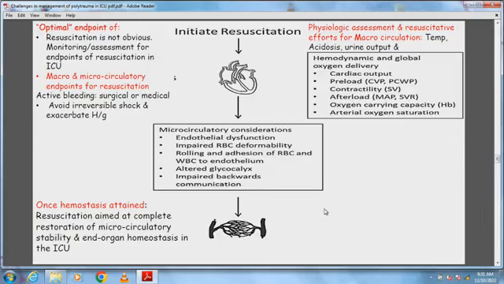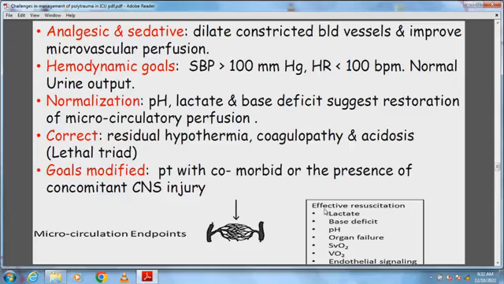The macro endpoints can be monitored by temperature, acidosis, urine output, and oxygen delivery by cardiac output, preload, contractility, afterload, oxygen capacity, and saturation. After hemostasis is attained, one should focus on microcirculatory stability because of the concerns of endothelial dysfunction, impaired RBC, and adhesion of RBC and WBC to the endothelium. In the ICU, the patient is usually anesthetized and sedated, which is expected to dilate blood vessels and improve microvascular perfusion, maintaining systolic BP more than 100, heart rate less than 100, and normal urine output. Normalization of ABG is very important.